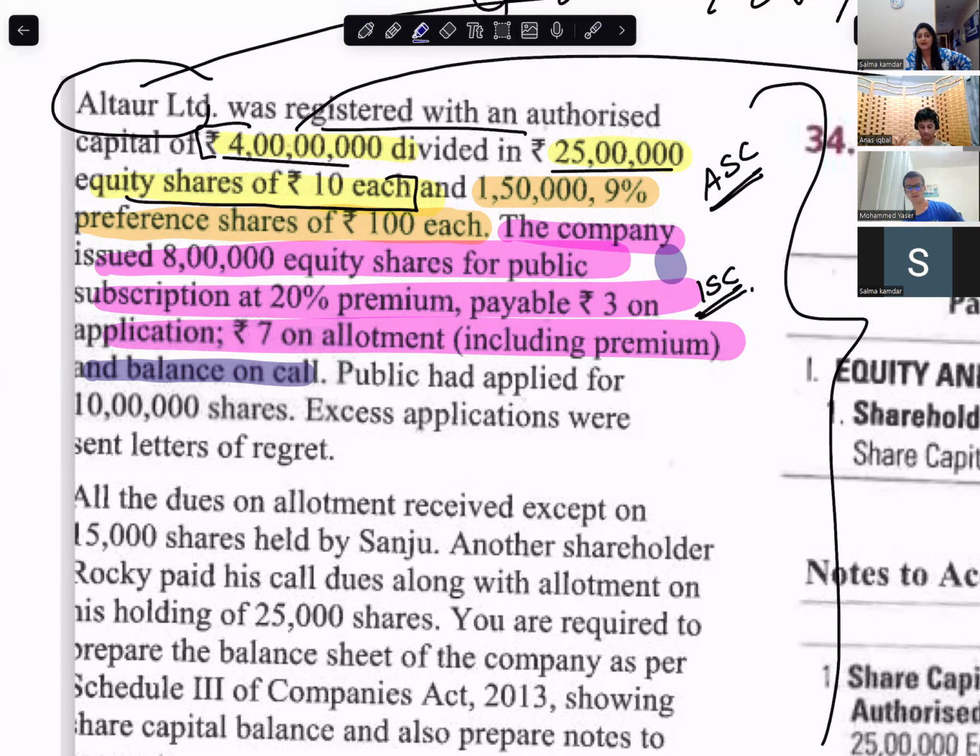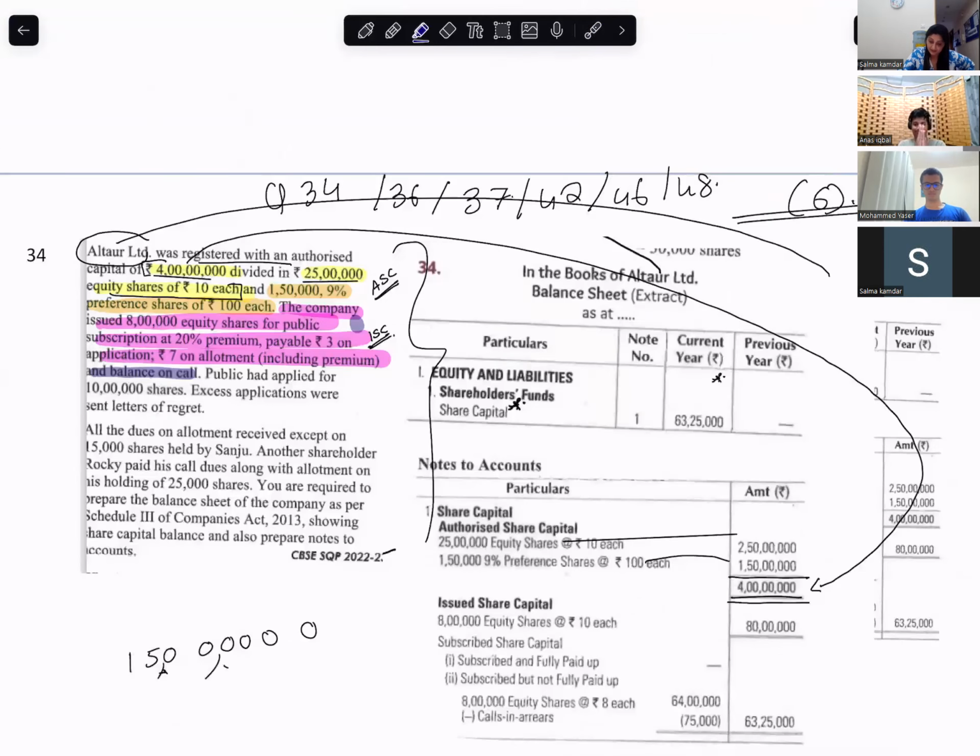I showed you the format, right? What was the format? So and so shares of rupees so and so each. So tell me what is issued capital? 8 lakh equity shares of rupees 10 each. Okay, that's it. Issued share capital: 8 lakh equity shares of rupees 10 each.